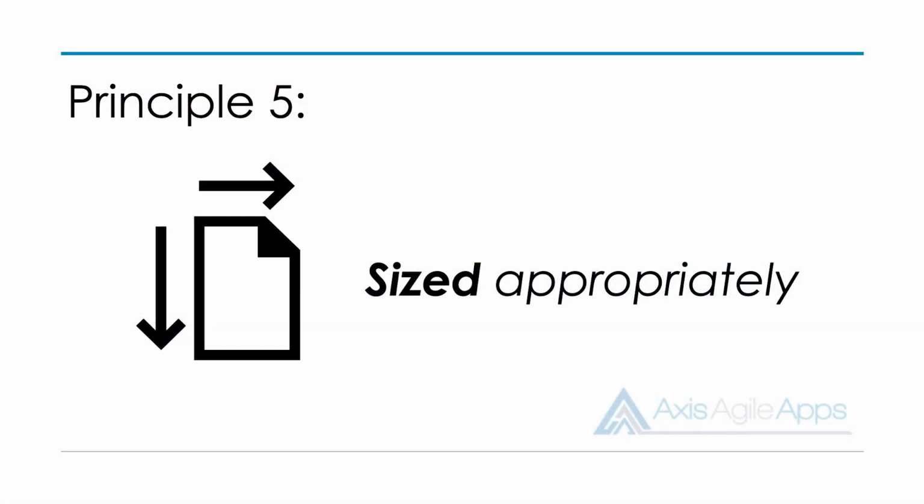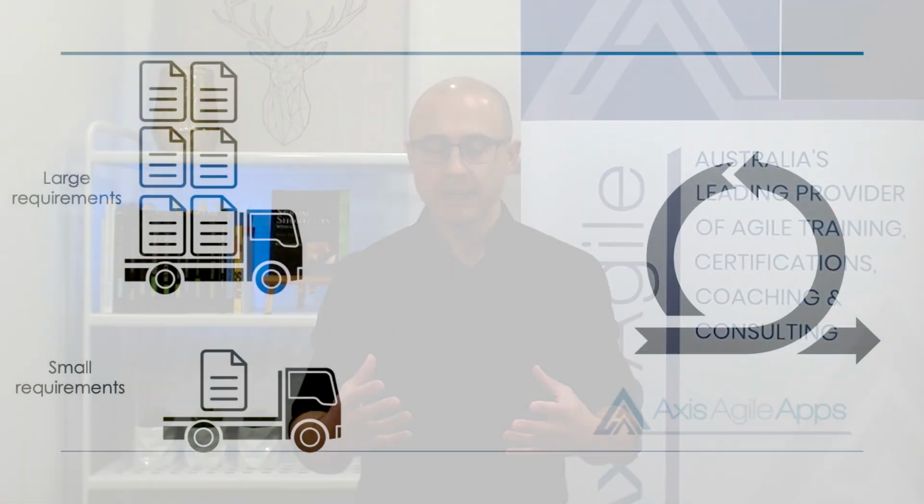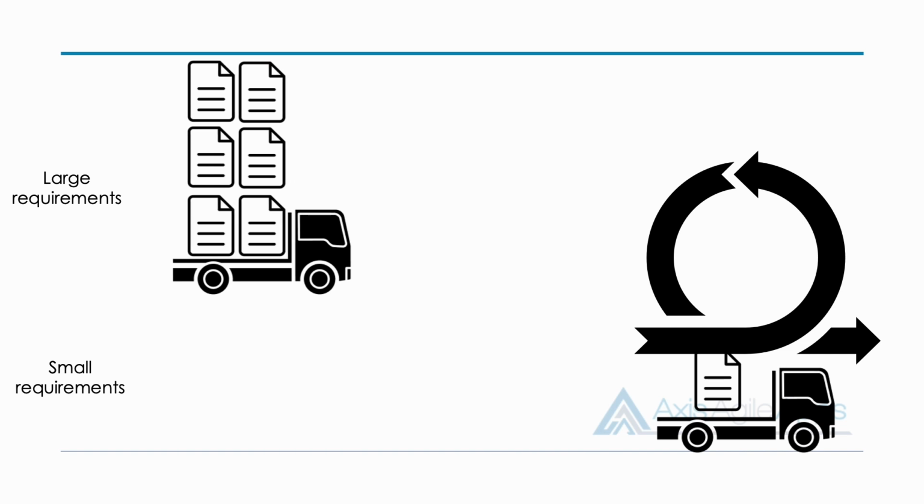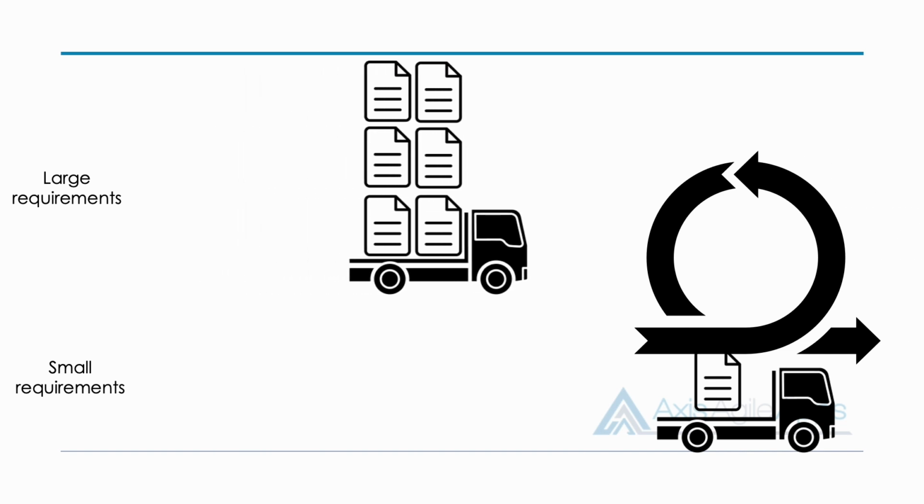Our final principle highlights the need to size our requirements appropriately. Larger requirements take longer to deliver, and the longer they take to deliver, the longer it is before it gets into the hands of our customers, and that means we don't get feedback as rapidly. So we want to make sure that we are breaking requirements down. The smaller they are, the quicker we can deliver it, the earlier, again, we can get that feedback.